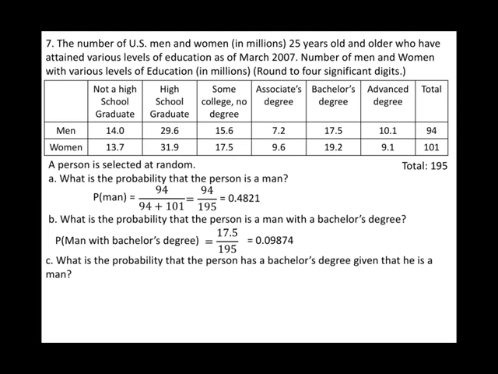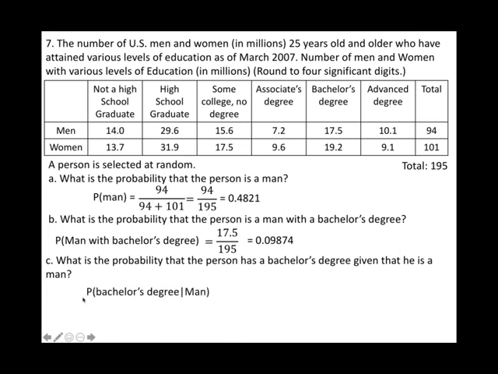Okay, C. What is the probability that the person has a bachelor's degree given that he is a man? Highlight the keywords here: given that. When you see "given that," we are working on conditional probability. This means I want to find the probability that he has a bachelor's degree under the situation that he is a man.